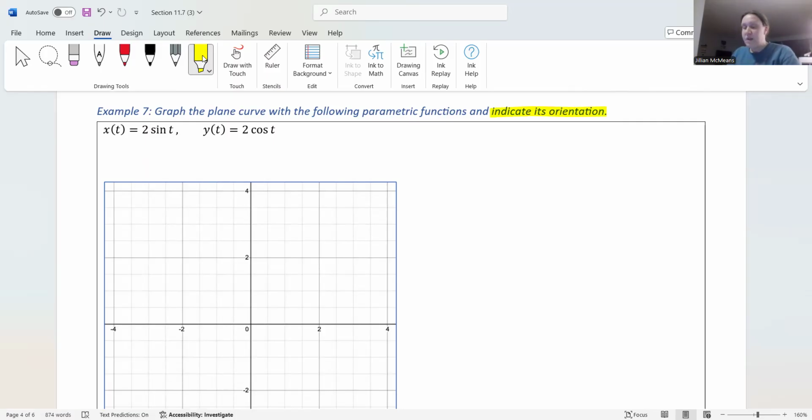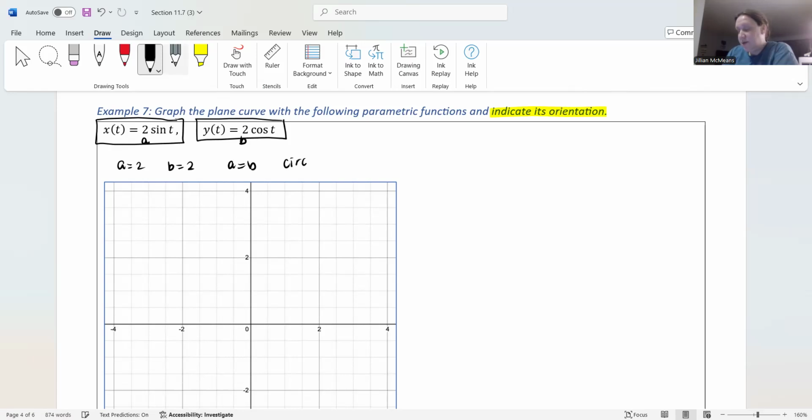All right, so luckily, we have something that should be extra familiar to you. We have x of t equals 2 sine t, y of t equals 2 cosine t. And notice here, a is 2, b is 2, so a equals b. It's a circle, y'all. Okay? So we're dealing with a circle, and we know this because of that previous example that we literally just did.